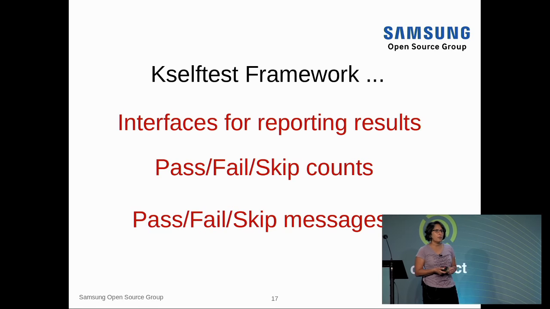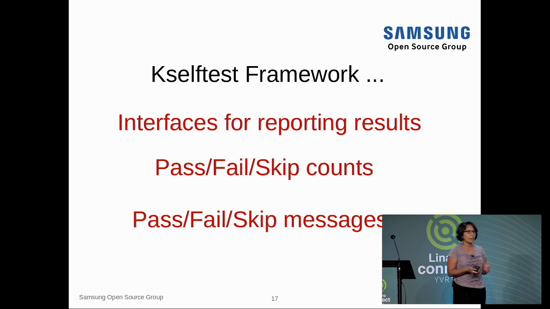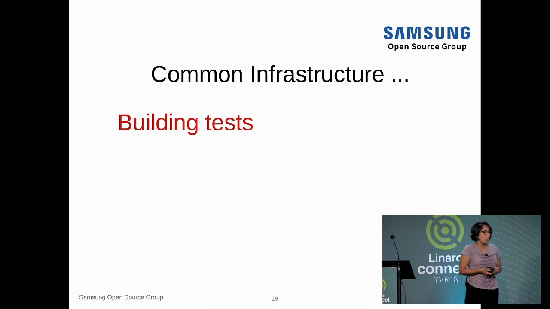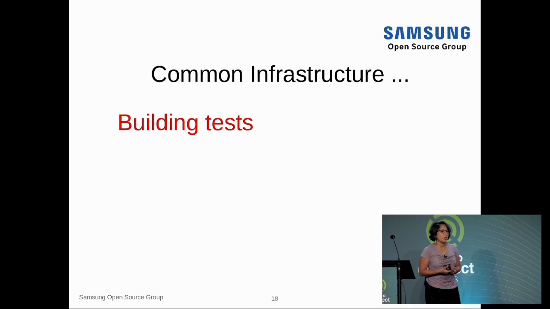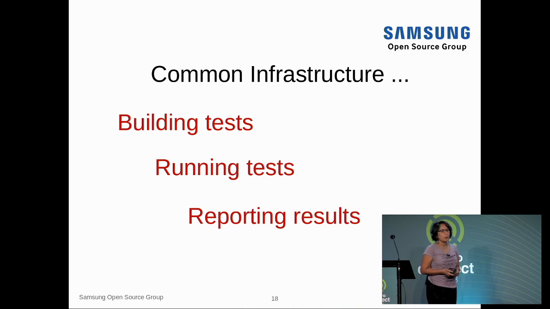And framework also supports an API. If an individual test calls into an API and says, hey, it failed, print a message, it will go ahead and print a common message that looks and feels the same as the rest of the tests. So what do you have more in common infrastructure? Building common infrastructure to build tests and actually running tests, and also reporting results.